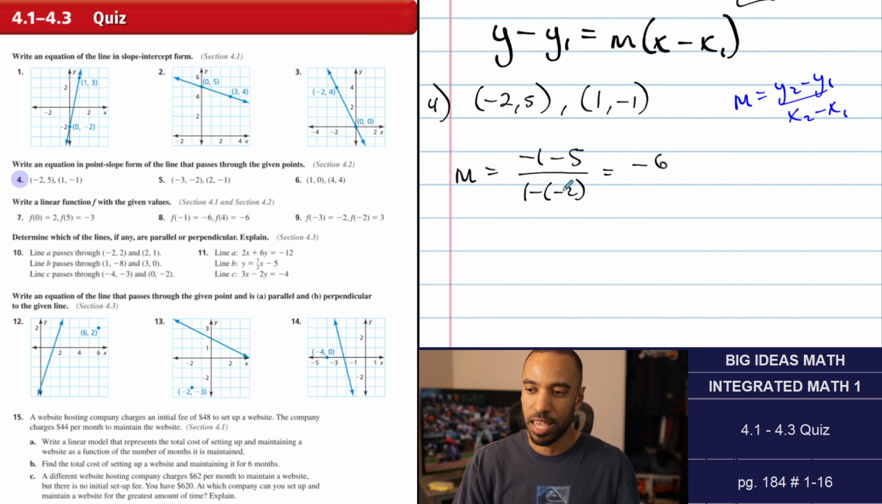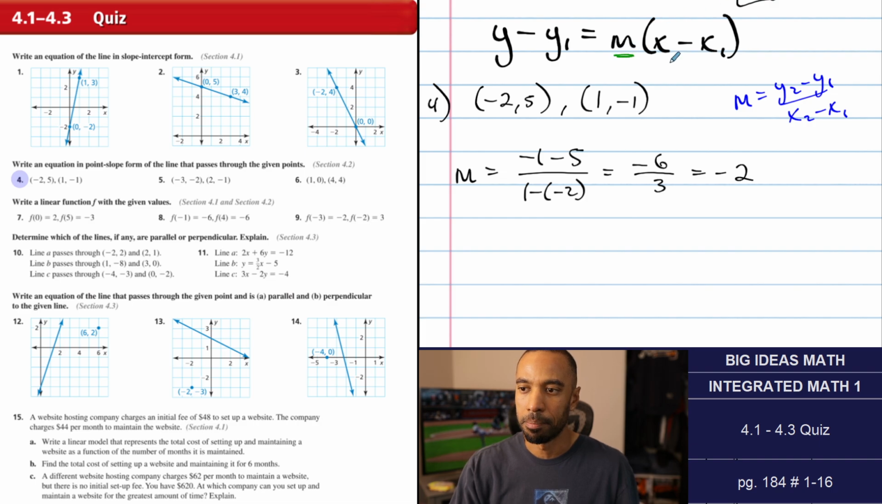Negative 1 minus 5 is negative 6. 1 minus negative 2 is 1 plus 2, which is 3. This leaves you with a slope of negative 2. So this is our m that'll go into here, right? As far as x1, y1, we have a choice.